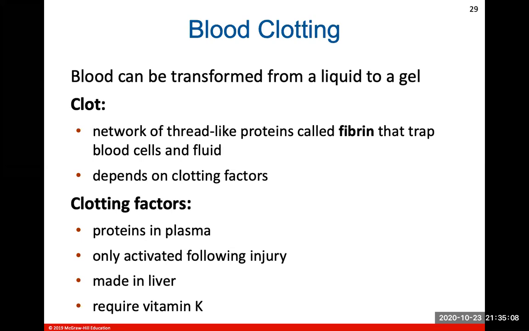So after an injury, if you lose a lot of blood, a blood clot will try to go to that site to completely stop it. Basically, it'll completely change blood into a gel to try to stop blood from flowing or leaving the body or going into tissue.